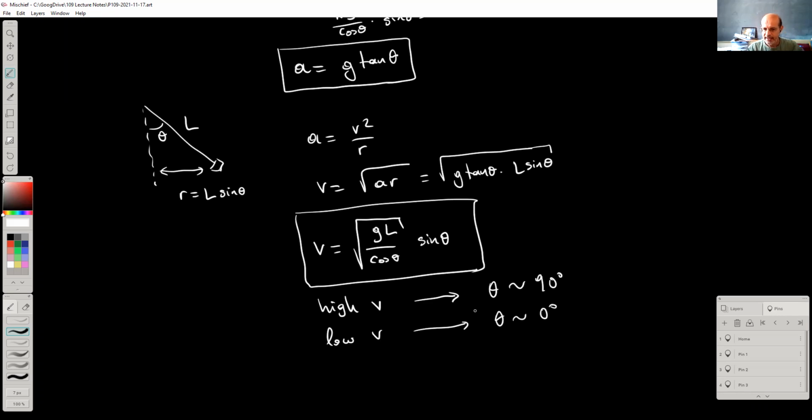In any case, when you increase speed, the theta increases. When you have theta close to 90 degrees, in that case, sine theta is close to 1, but cosine theta is close to 0, which means that the speed goes to infinity. So when the speed goes to infinity, that angle approaches 90 degrees.